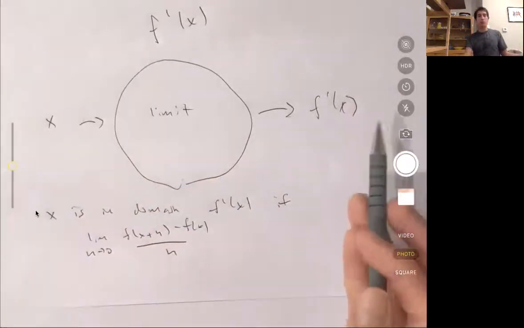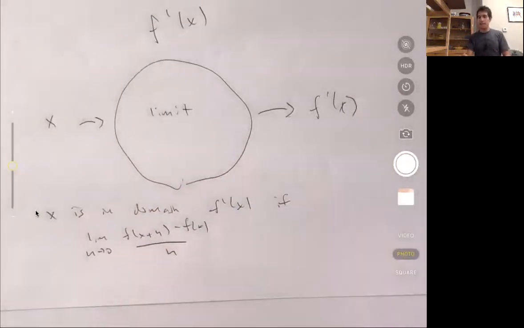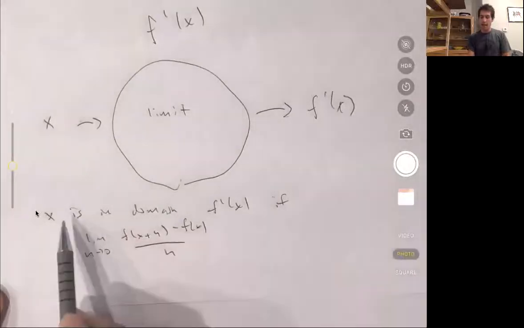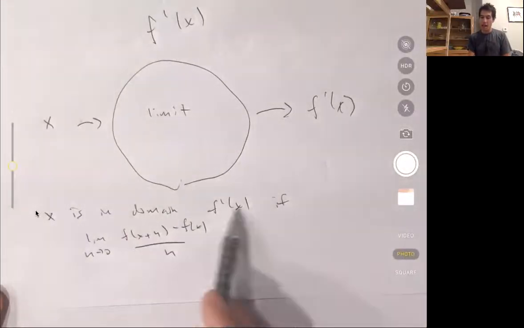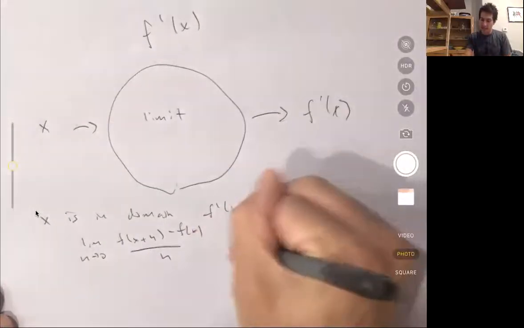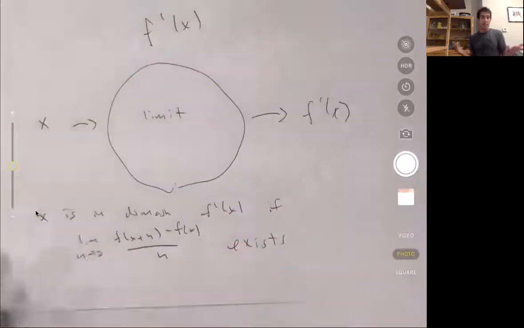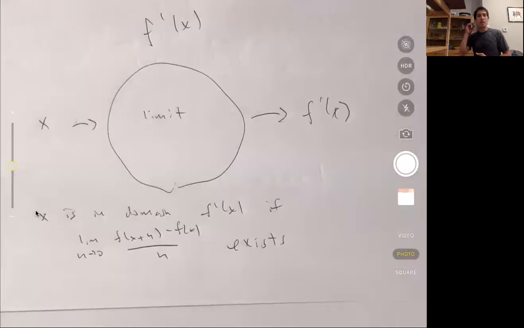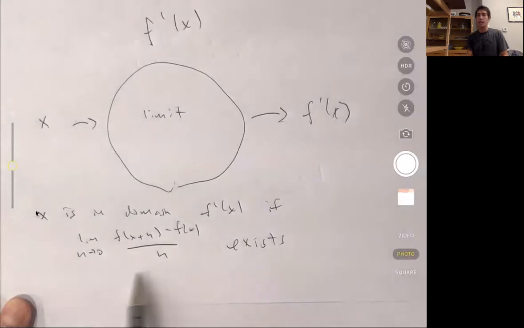then we get an output. If the limit doesn't exist, then we don't get an output, right? So x is in the domain of f prime if this limit exists, and if the limit does not exist, then x is just not in the domain, okay? So this derivative function might have a different domain than the original function, and the domain is exactly all the points where this limit exists.